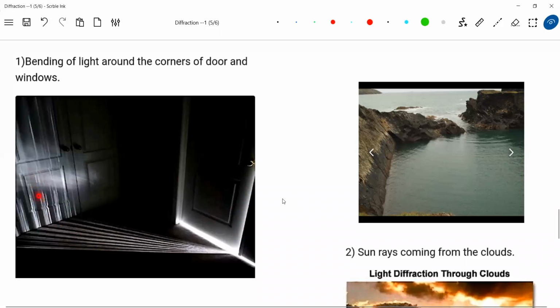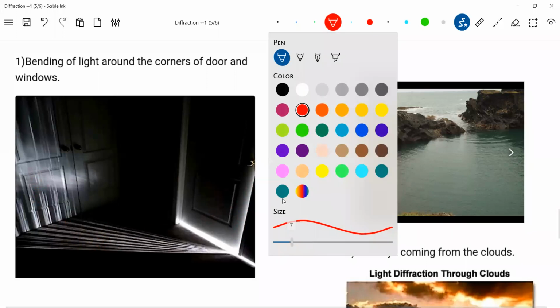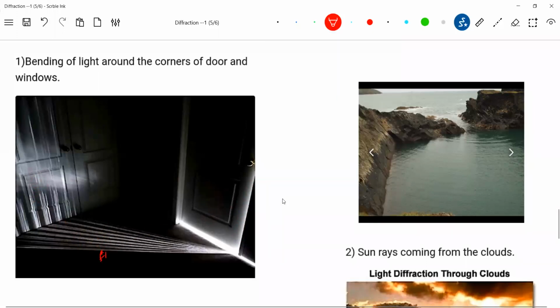And this on the wall, this is the floor, huh? This part is the floor. So light entering the gap will undergo diffraction and spreading will occur like this. Okay, you can try this. I think you can experience this in the morning and evening.